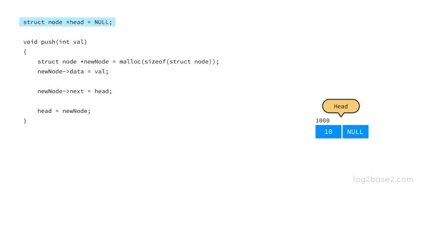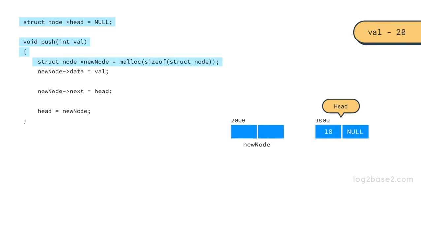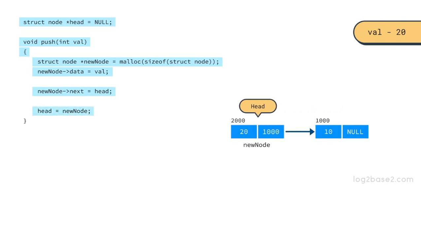Now let us insert another element 20 to the stack. So call push of 20 and use the malloc function to create a new node. So a new node is created and now add the value to it. So write new node data equal to val. So 20 is stored in it. So the node is created with value and it should be pushed at the top of the stack or before the last inserted element, that is before head. So it should point to head. So write new node next equal to head. And now make it the head of the linked list.